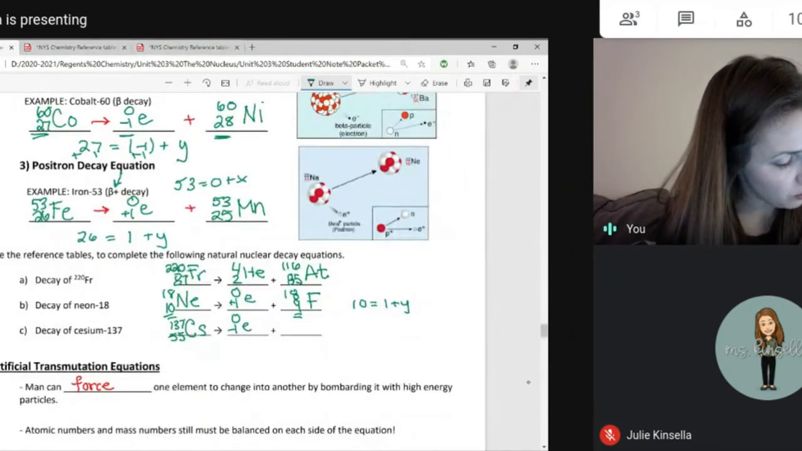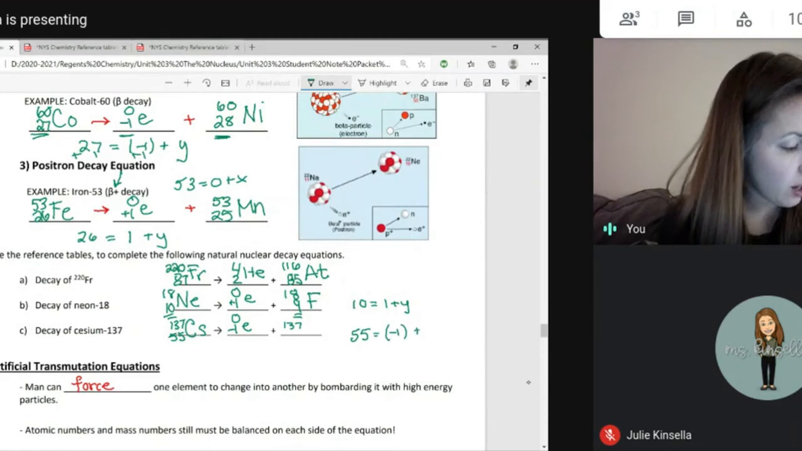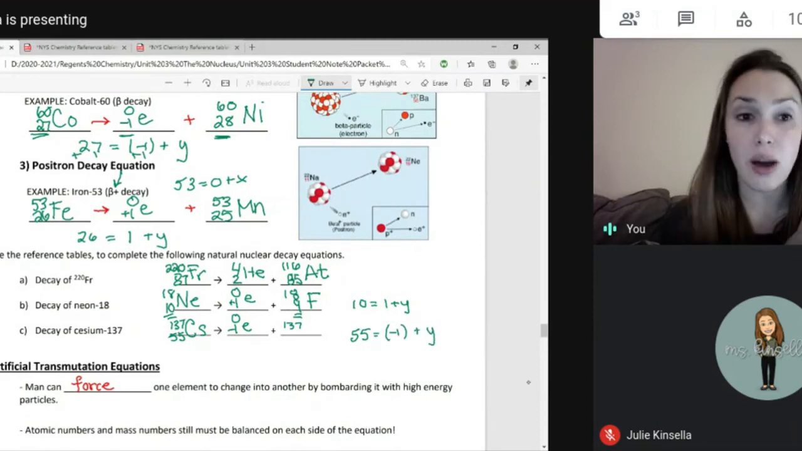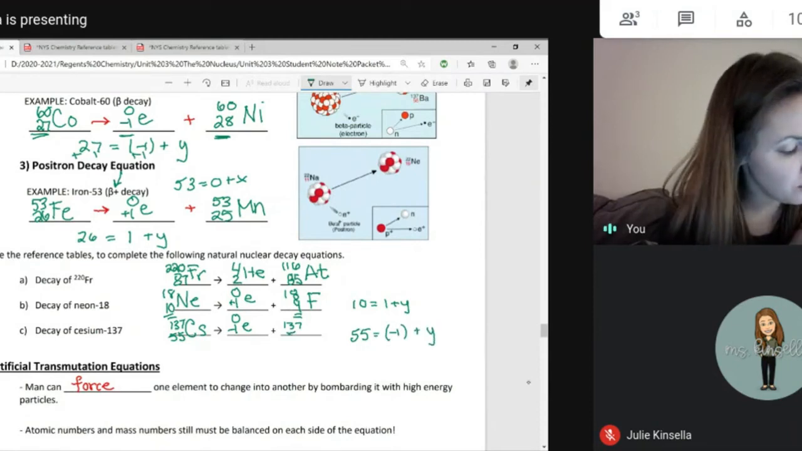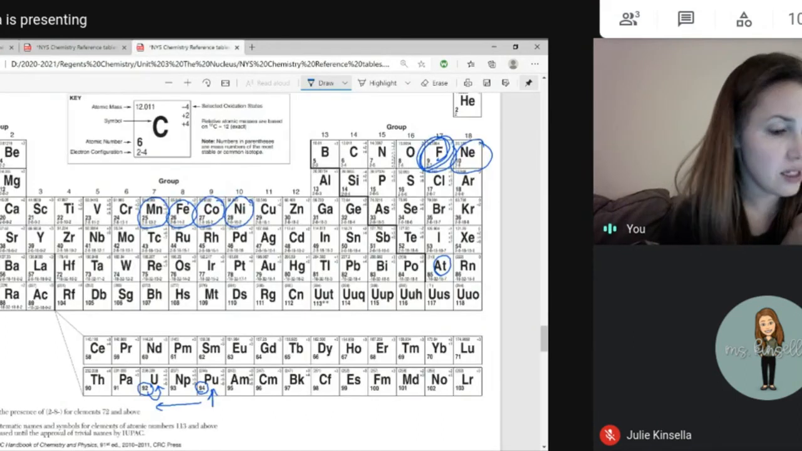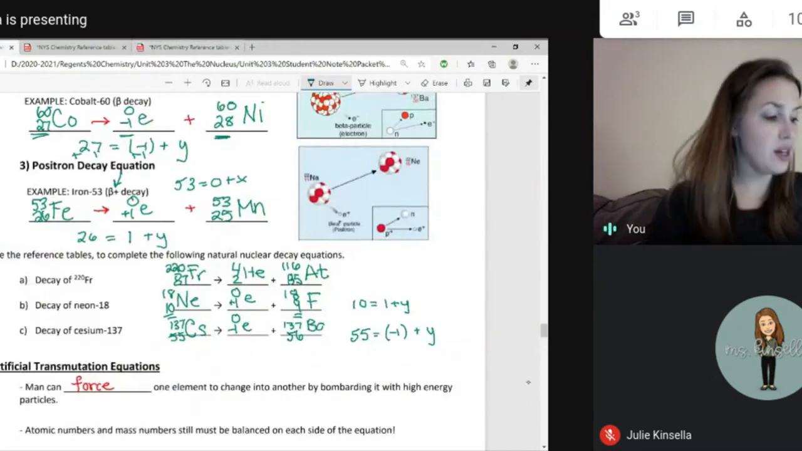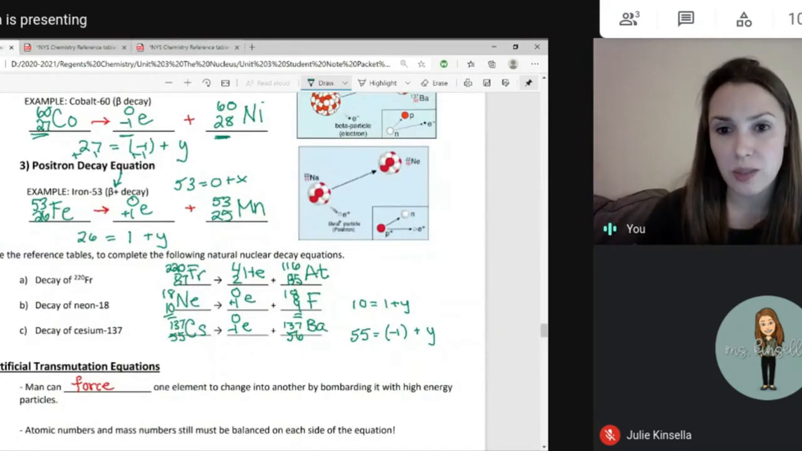So the top number is easy, 137. When I look at the bottom, it's going to be 55 is equal to negative 1 plus Y. So in this case, Y has to go up 1. So this is going to be 56. And again, making sure I check my symbol. 56 is Ba. Okay, and that would complete that natural transmutation.